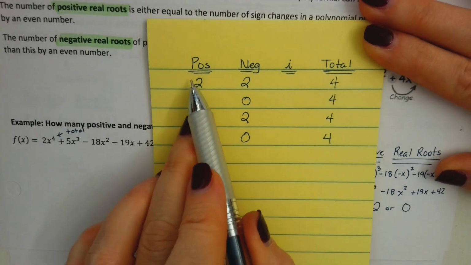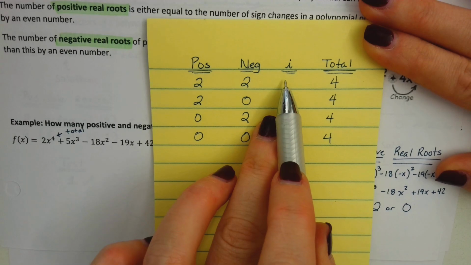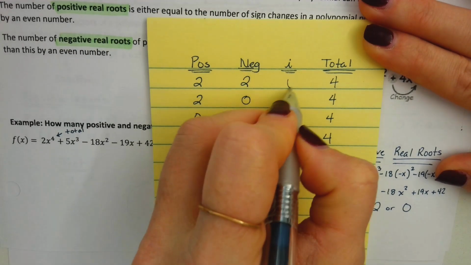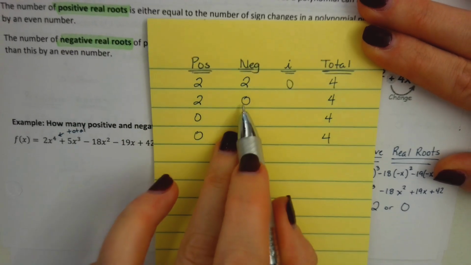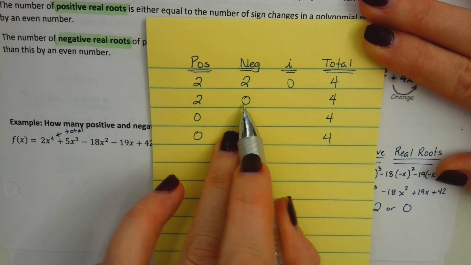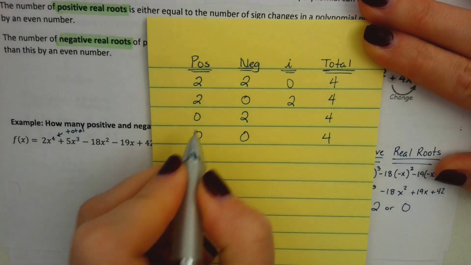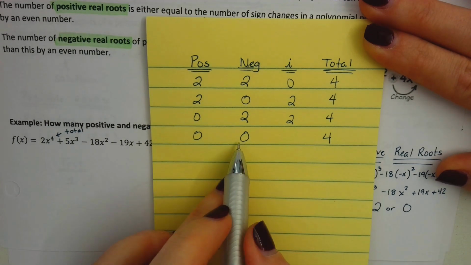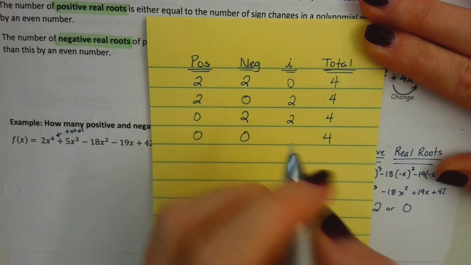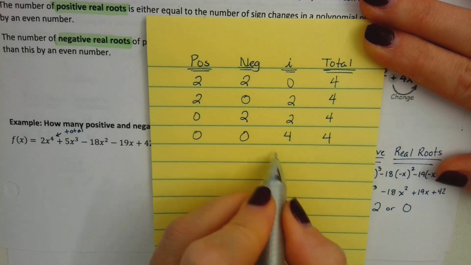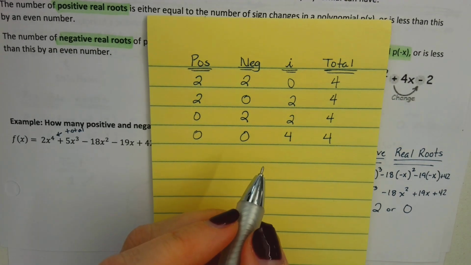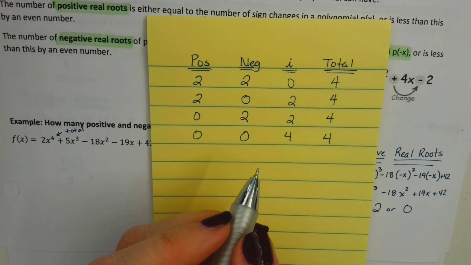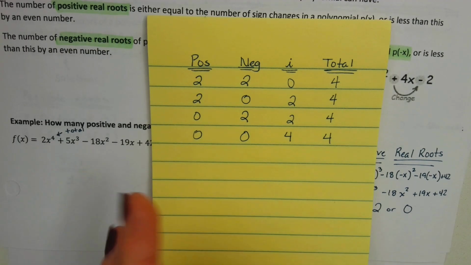So if we happen to get 2 positive and 2 negative, how many would be imaginary then? 0. If we got 2 positives and 0 negatives, we'd have 2 imaginaries. If 0 and 2, then you'd have 2. Or the last one, if you got 0 positive and 0 negative, you'd have 4 imaginary. If you had 4 imaginaries, they'd have to tell you one to start with in order to solve it. There's no way to just guess it.